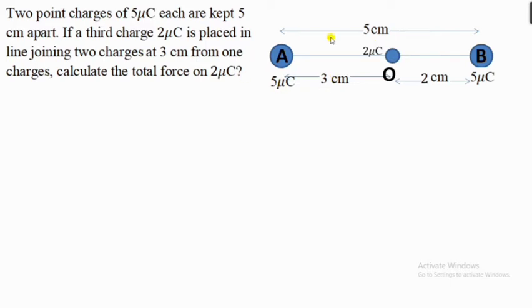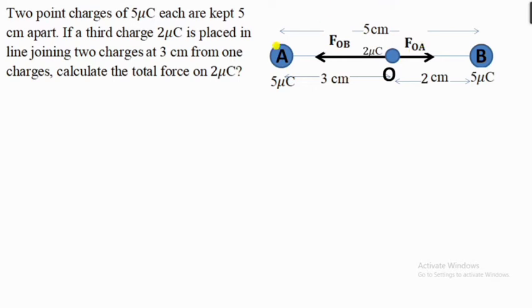Now as all the charges are positive, this 5 microcoulomb charge will try to repel this 2 microcoulomb charge. So the force will be in this direction. I can denote this by force on O due to A, so that is in this direction. Similarly, this B will also try to repel because both of them are positive. So FOB will be in this direction. I have made FOB a little larger because the distance between these two is small. So smaller the distance, more the force.